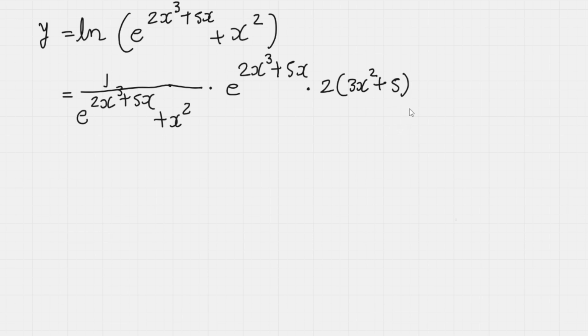Okay, so we are done with this e^(2x³+5x), and plus the derivative of x², which would be just 2x.